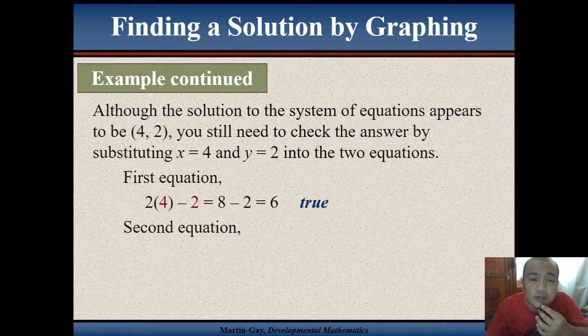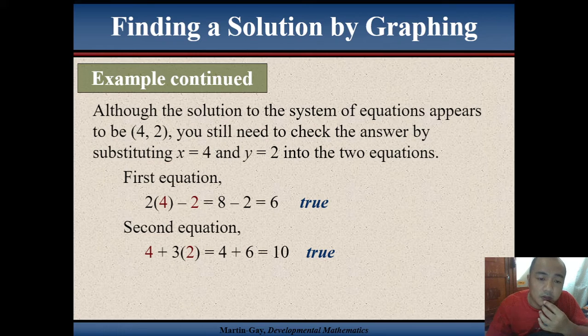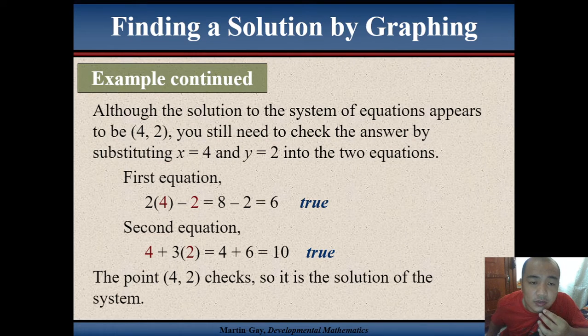Yes, that's true. For the second equation, x plus 3y equals 10. So 4 plus 3 times 2 is 6, 4 plus 6 equals 10. 10 equals 10. That's right. So therefore 4, 2 is a solution to the system, or the point 4, 2 checks, so it is the solution of the system.